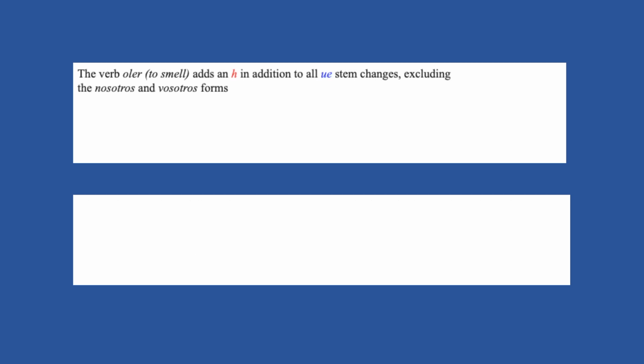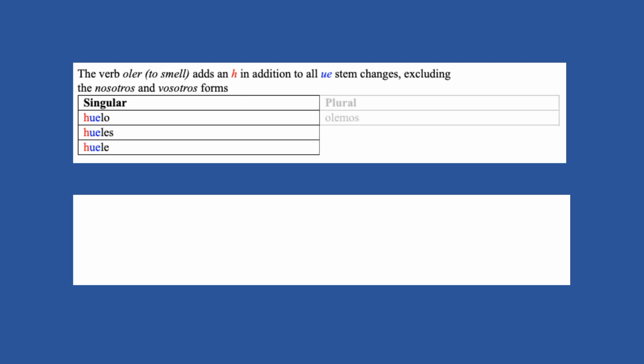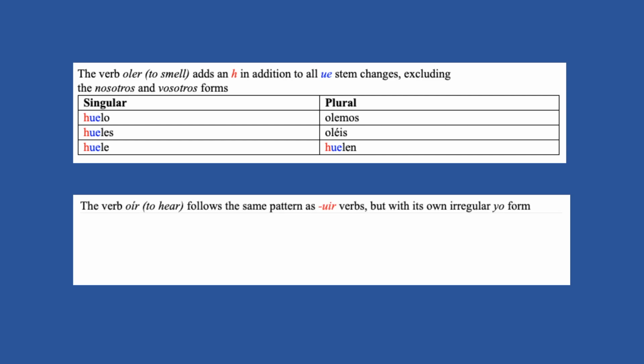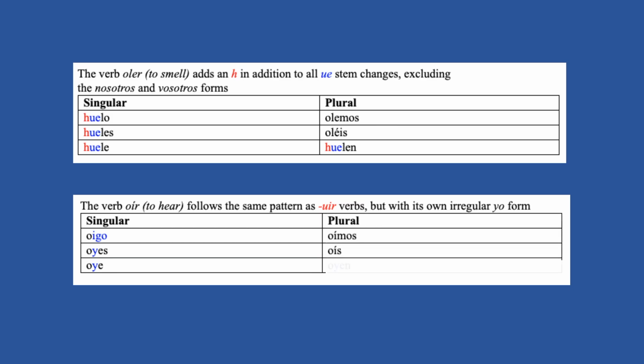We saw that oler adds an H prior to the O to UE stem change. Huelo, hueles, huele, olemos, oléis, huelen. And oír follows the same pattern as these verbs, but with its own irregular yo form. Oigo, oyes, oye, oímos, oís, oyen.